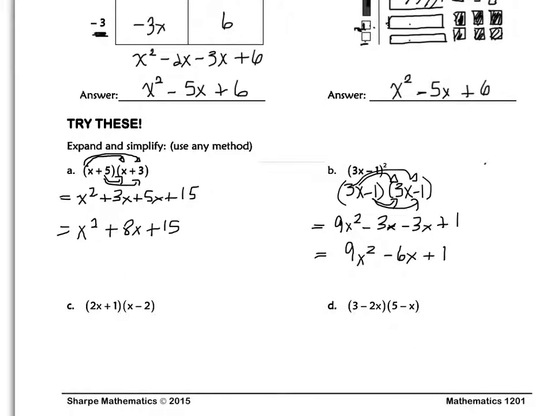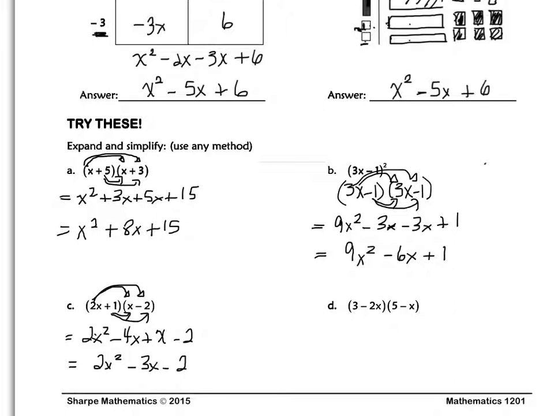Our next example, we'd have 2x times 2x equals 2x squared. 2x times a negative 2 would be minus 4x. And then plus 1x, or you don't have to put the 1 in, you can just say plus x. And then minus 2. And that would give you 2x squared minus 3x minus 2.